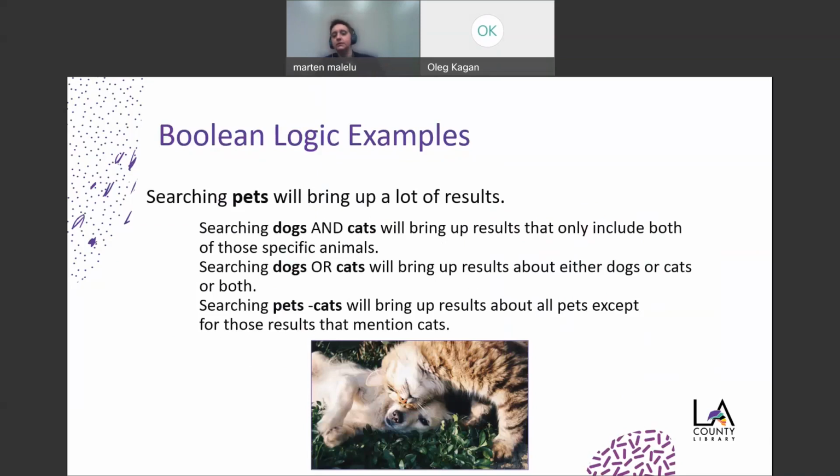If you typed in dogs or cats, it's going to bring up results about either dogs or cats or both, because it's looking for the words dogs or cats. If you search pets minus cats, so that's pets, not cats, it's going to bring up results about pets that don't mention the word cats or that don't include information about cats.